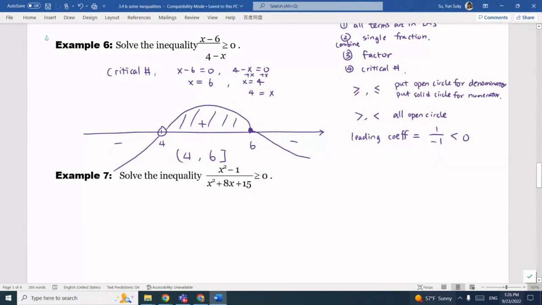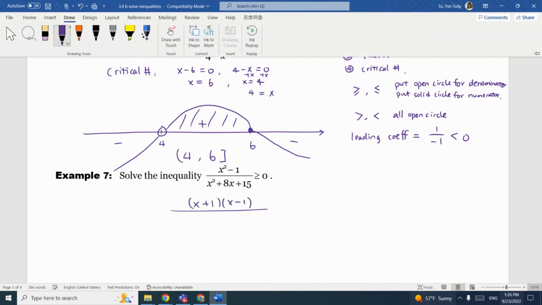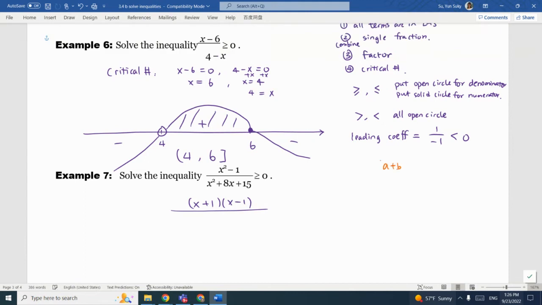Example 7. Do we have all the terms on the left-hand side? Yes. Do we have a single fraction? Yes. So let's factor it. Make sure to check those two steps. Okay, how can you factor the numerator? Yeah, very good. x plus 1, x minus 1. We're using a plus b times a minus b is a squared minus b squared. Yes, everybody?